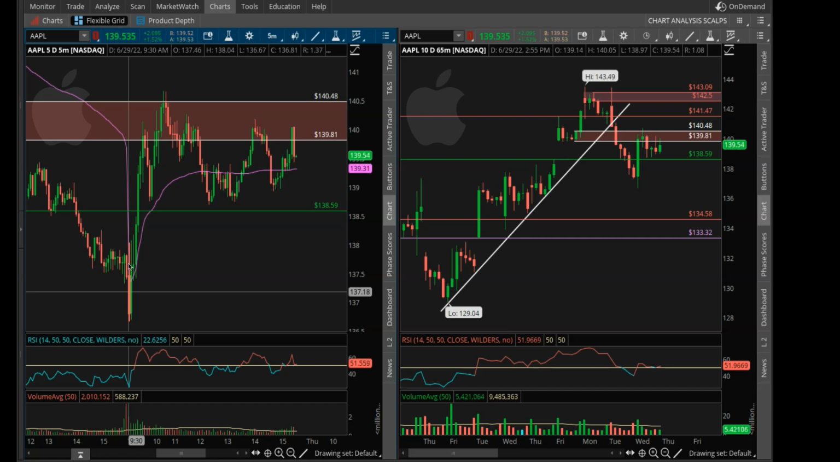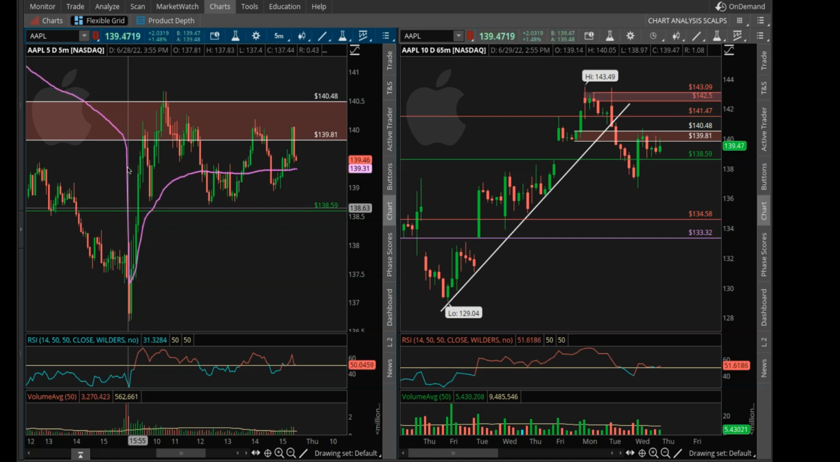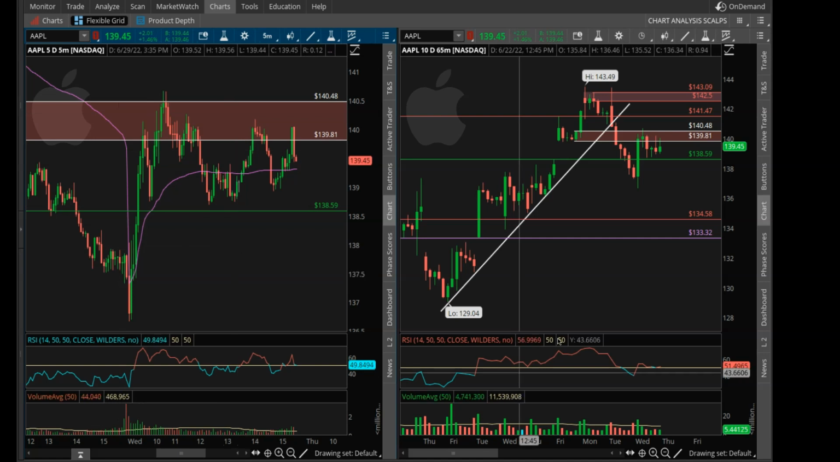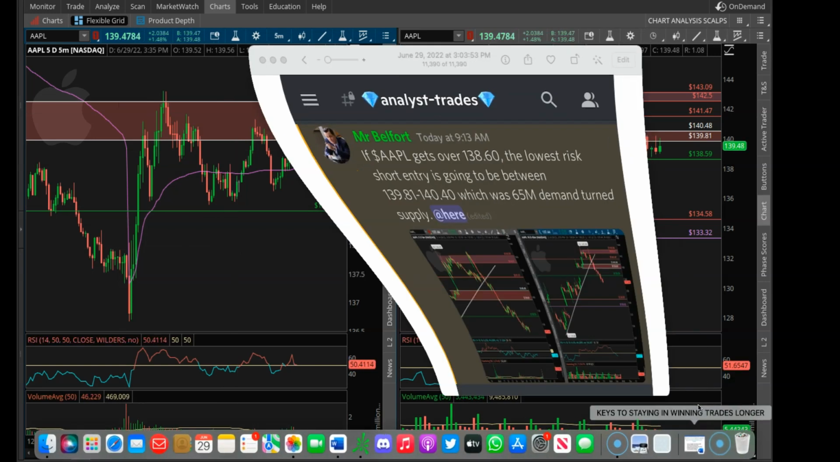Now fast forwarding a little bit, we are near end of day, and I want to show you this on a 5-minute and 10-minute time frame. I changed this color to red as this is now overhead supply, and I'll show you the pre-market plan that I posted in our premium server.